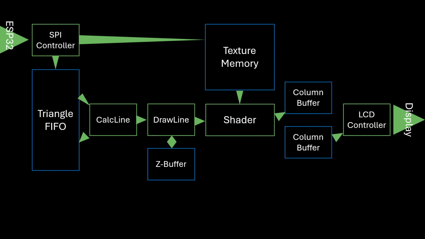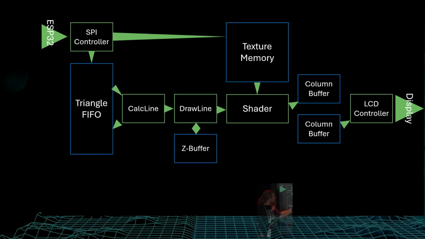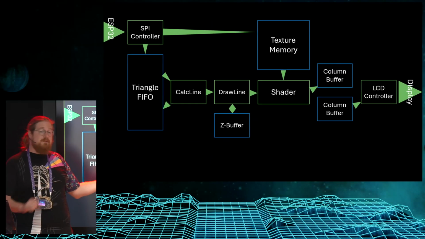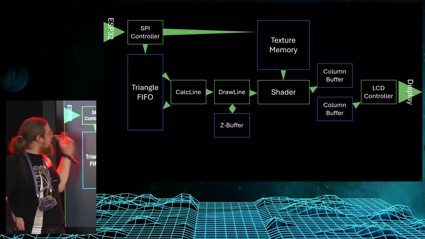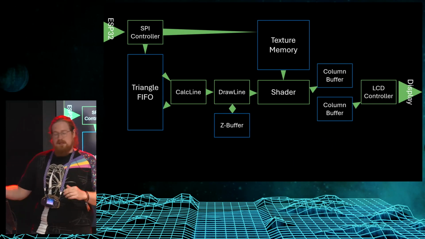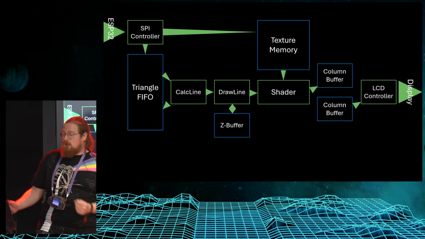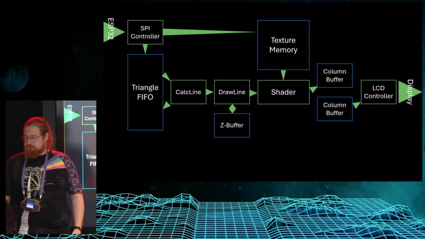Right, updated architecture. We now have a new unit that I call the shader. It doesn't shade a lot, but it does draw the textures. It will look up, based on the coordinates that it's getting, data from the texture memory. And this texture memory, of course, needs to be filled in from the ESP32 via the SPI controller. All right, so what have we got so far?